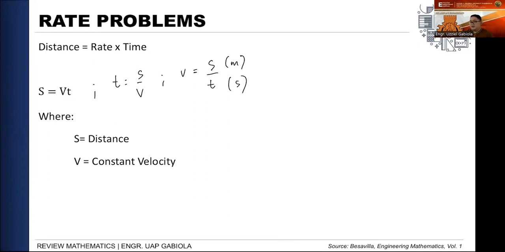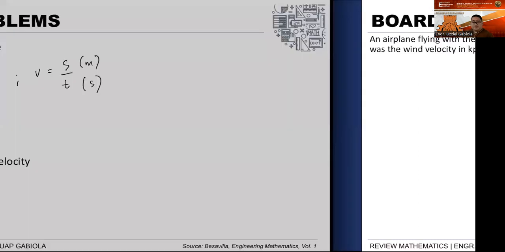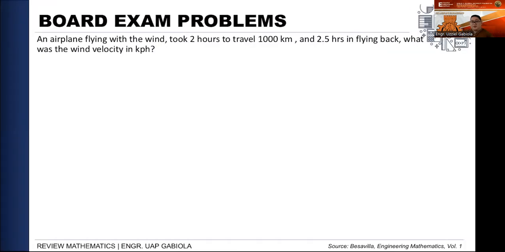So, puntahan tayo ng problem. Madali lang tandaan yung formula niya, no? S equals VT. So, yung problem natin ganito. An airplane flying with the wind took 2 hours to travel 1,000 kilometers and 2.5 hours in flying back. What was the wind velocity in kilometers per hour? Okay? So, analyze natin yung problem.